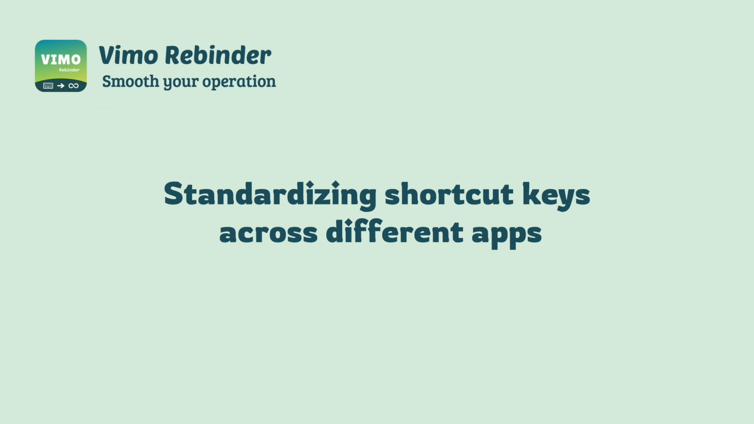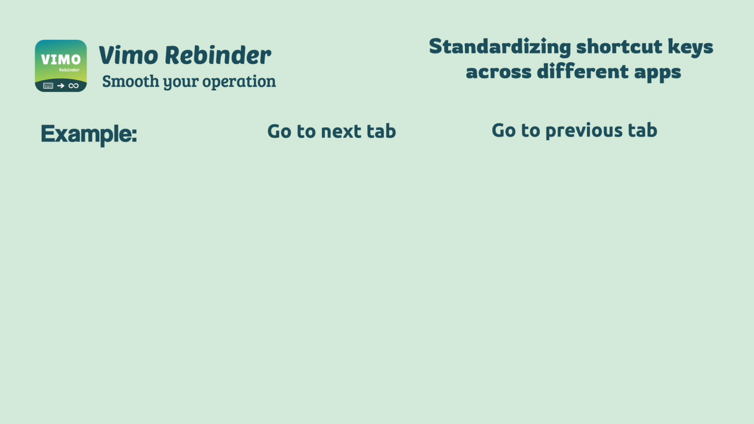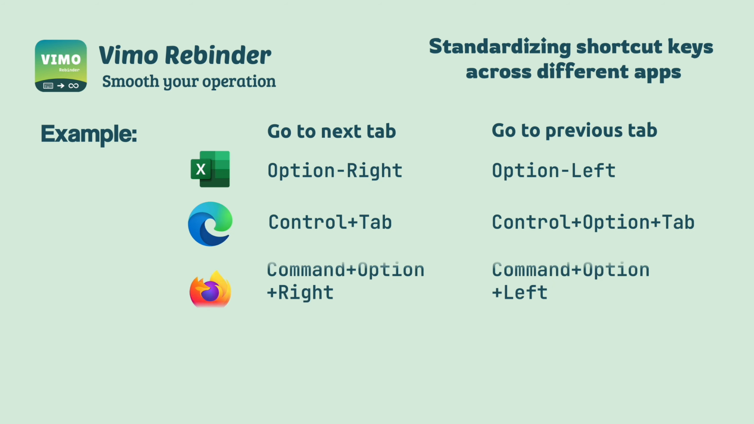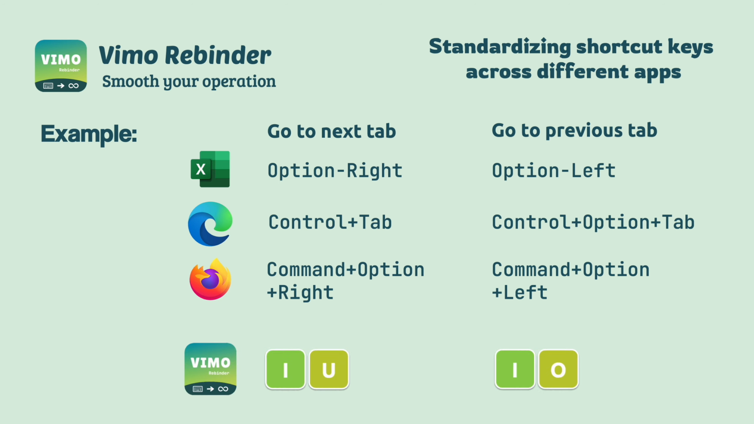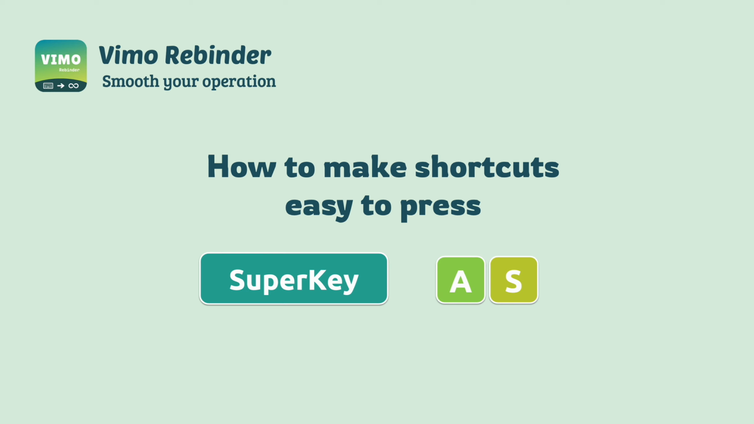Furthermore, about standardizing shortcut keys across different apps. For example, the apps demonstrated here have the same functionality, but their corresponding shortcut keys are completely different. Through Vimo Rebinder, we can unify shortcut keys based on functionality, not only reducing the memory burden but also helping us maintain keystroke habits. So, how can we make the keystroke process more natural and smooth?